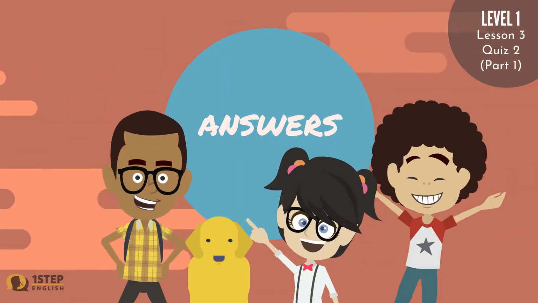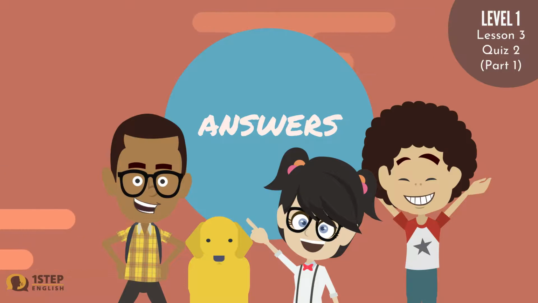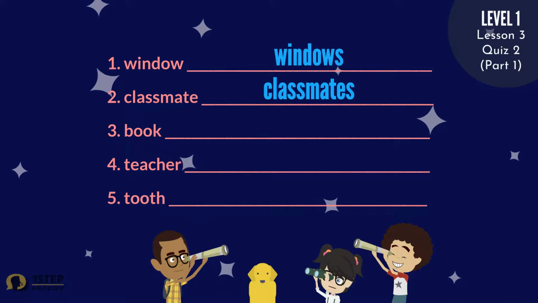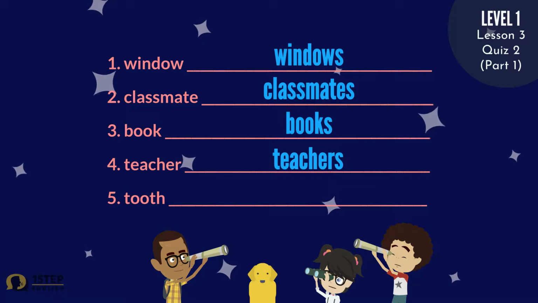Here are the answers. Number 1. Window. Windows. Number 2. Classmate. Classmates. Number 3. Book. Books. Number 4. Teacher. Teachers. Number 5. Tooth. Teeth.